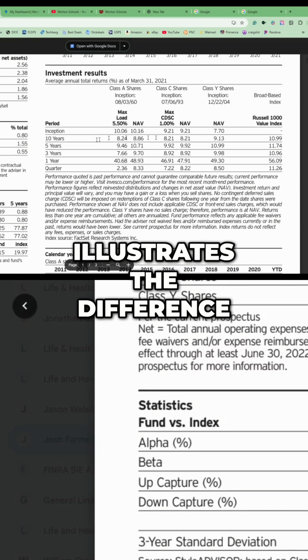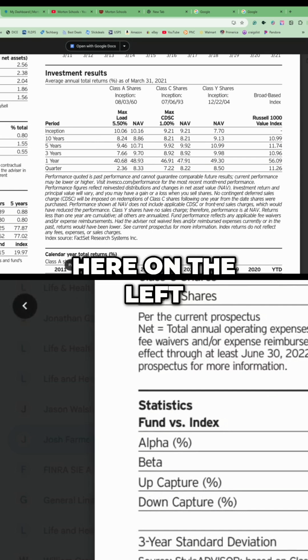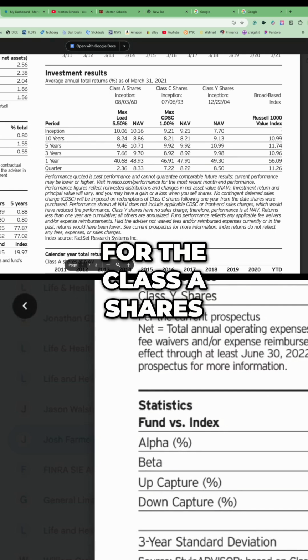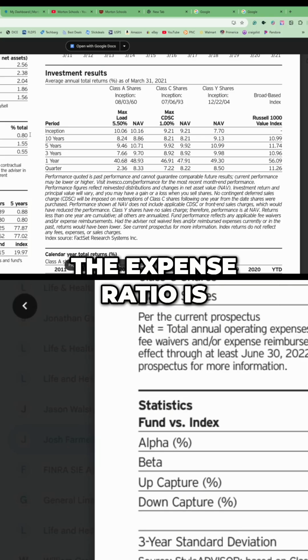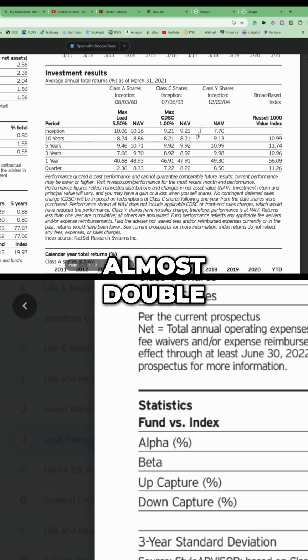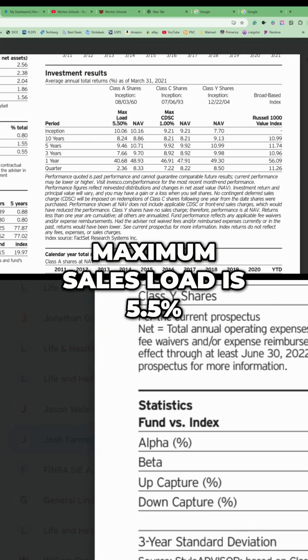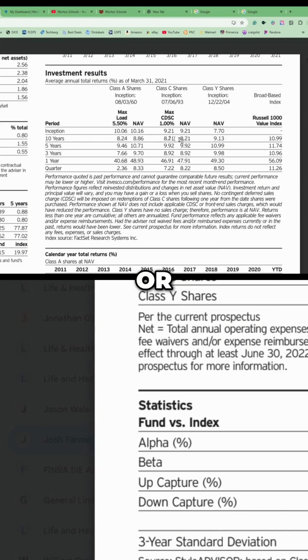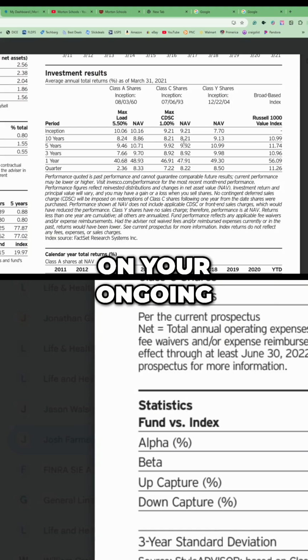And this kind of illustrates the difference, because you see over here on the left, these are expense ratios. For the Class A shares, the expense ratio is 80 basis points, right? The Class C shares is almost double, 155 basis points. And so that's like, pay a sales charge up front, maximum sales load is 5.5%, or pay twice as much on your ongoing expense ratio.